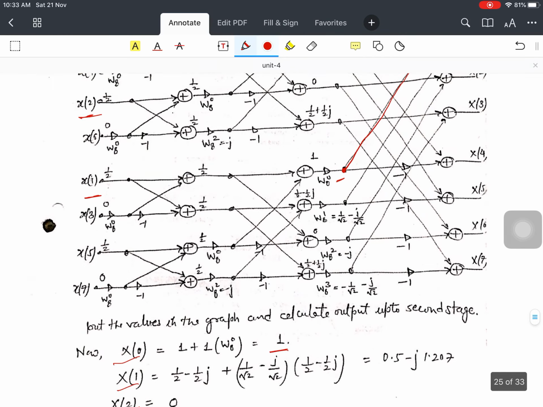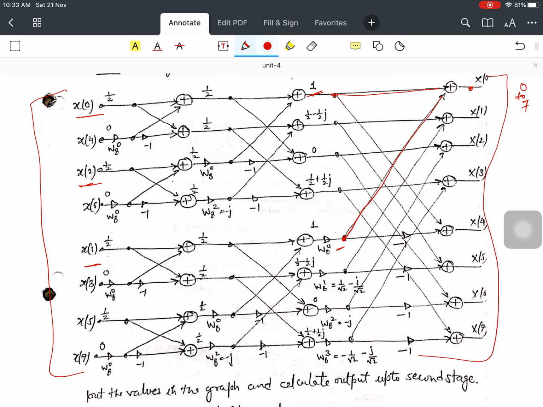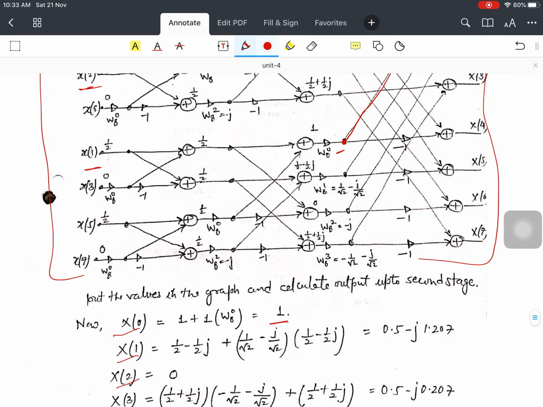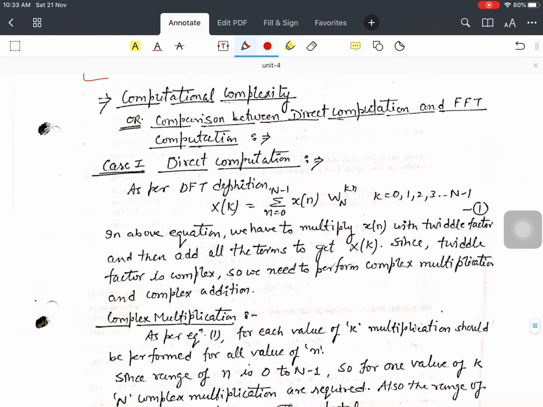So you have to remember this butterfly structure. Okay, because if you are going to draw the first stage, then the second stage, then the third stage, it will take so much time. So if you are going to appear in the exam, just remember this structure and put all these values. Okay. Now there are some points: computational complexity, or comparison between the direct computation and FFT computation.